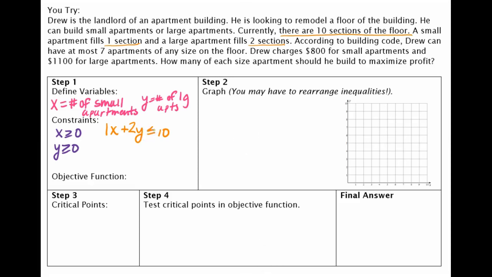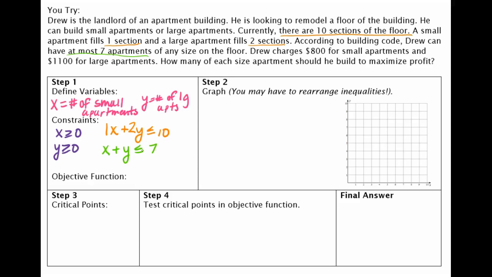The next sentence, it says, according to building code, he can have at most 7 apartments of any size on the floor. So that means if I add up the number of small apartments and the number of large apartments, there can be at most 7 of them. At most is a little bit misleading. It makes it sound like it should be greater than, but at most means you can have 7 is the most you can have, or you can have less than that.